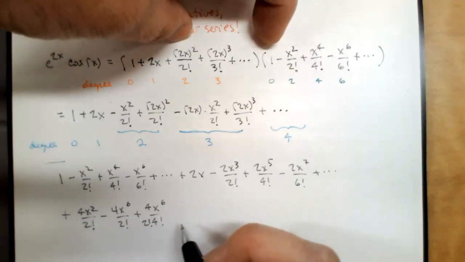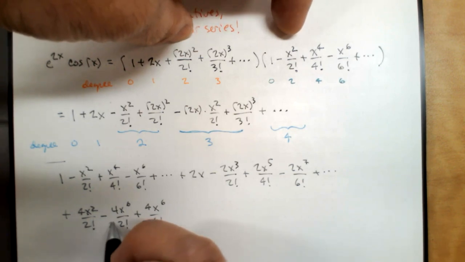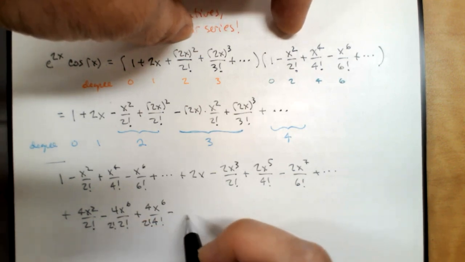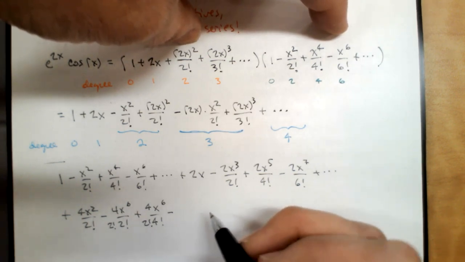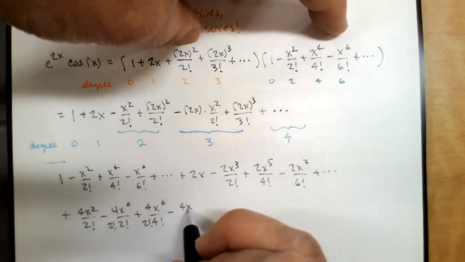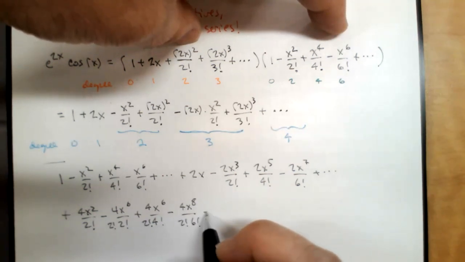But this is why I don't do this. I'd have the 2 factorial, this should have 2 2 factorial, right? And then 4x squared times x to the 6 is 4x to the 8. 2 factorial and a 6 factorial.